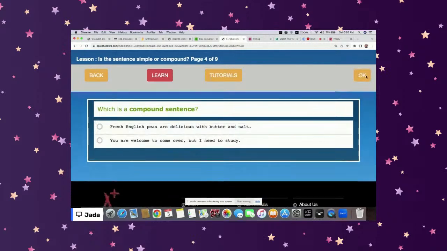Now it says, which is a compound sentence. Fresh English peas are delicious with butter and salt. You're welcome to come over, but I need to study. Now the first or second for compound sentence? What's the right answer here? One or two? The second one is the compound sentence. The second one is the one with the comma and the conjunction.